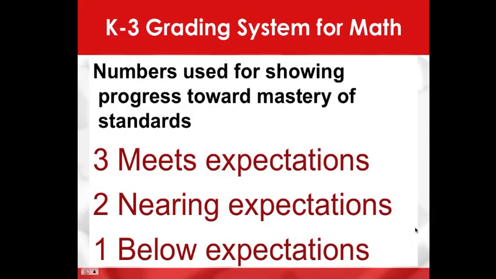They have changed a bit since last year. Our K-3 grading system for math will once again be based on numbers used for showing progress toward mastery of standards. So you'll notice that there is not an option of a 4. So basically, if students receive a 3, that means they have met the expectations of that standard. All expectations within that standard. 2 means they're nearing the standard expectations, and a 1 is simply below expectations.